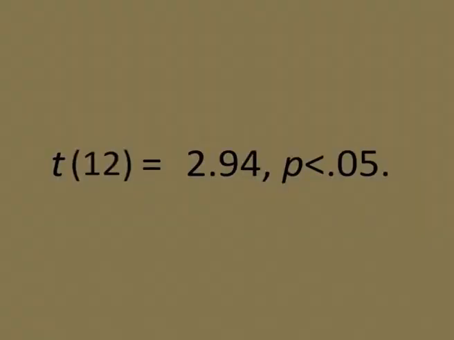And how do we represent the result we obtain from the t-test? We write it as follows. A small t followed by brackets in which we write the degrees of freedom. For this example, we had found that the degrees of freedom would be 12. And so we write t followed by 12 in brackets is equal to 2.94, comma, p, which represents the level of significance. So p is less than 0.05.